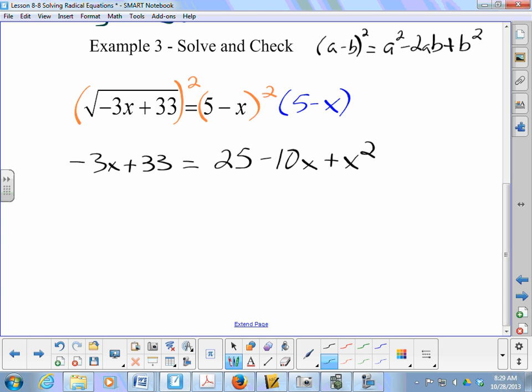Right? So what kind of an equation do I have now? Is it linear? It's quadratic. What am I supposed to do when I have a quadratic equation? Get everything on the same side so it's equal to 0, so hopefully I can factor it. So the x squared is positive on the right-hand side, so I want to get everything over there with it. So I'm going to add 3x and subtract 33.